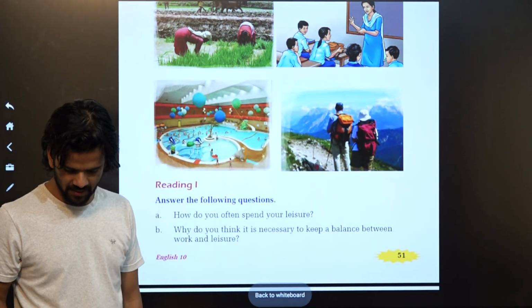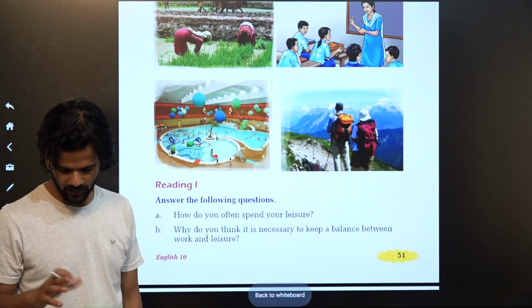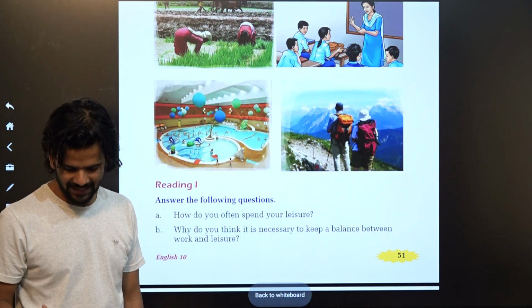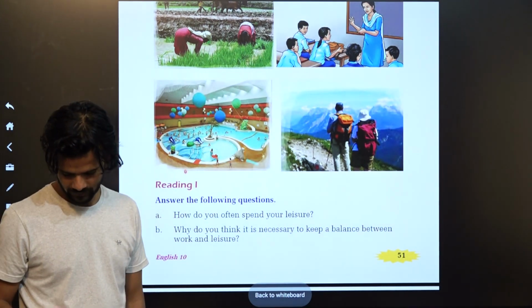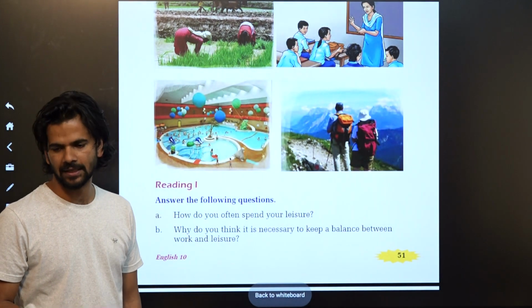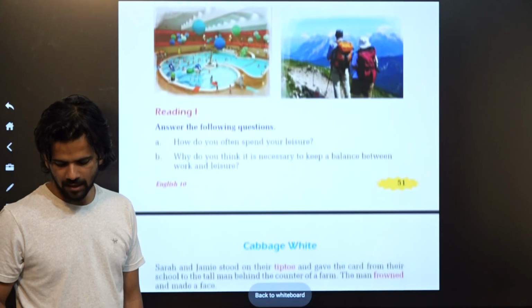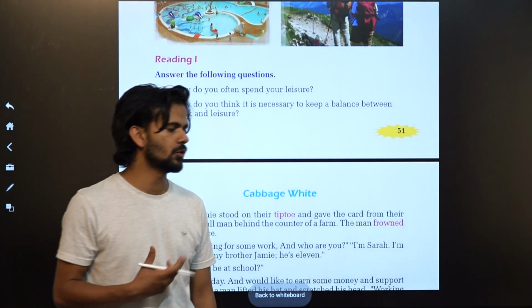Swimming, playing games. It seems like a space where people go to play with water games. Right? And what about the next one? Trekking, traveling. So these are some of the activities. How do you spend your time, your leisure time? What do you do when you are free?